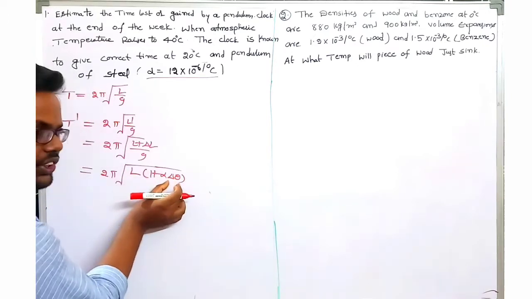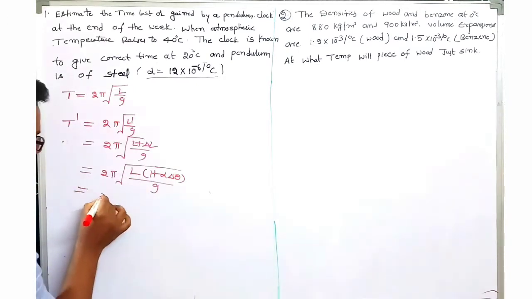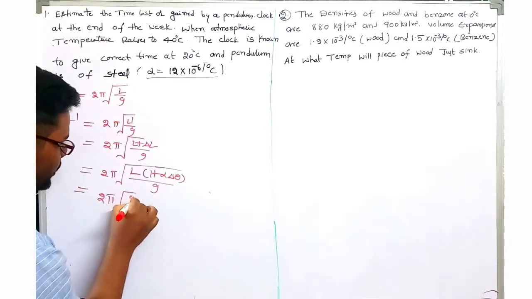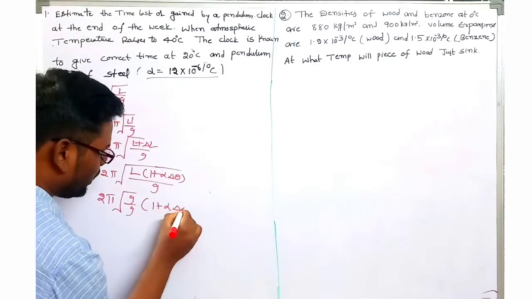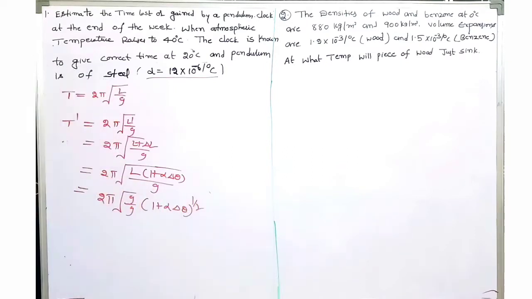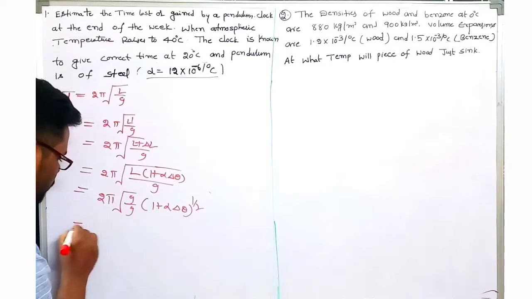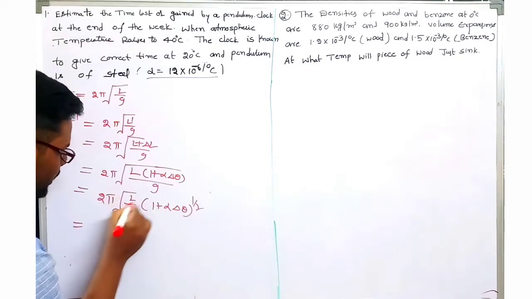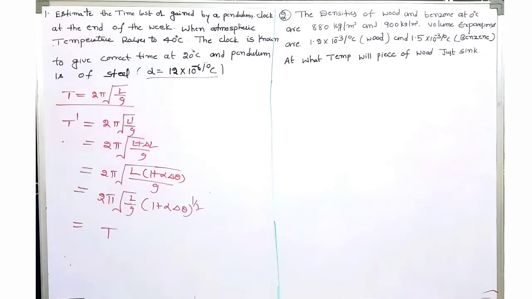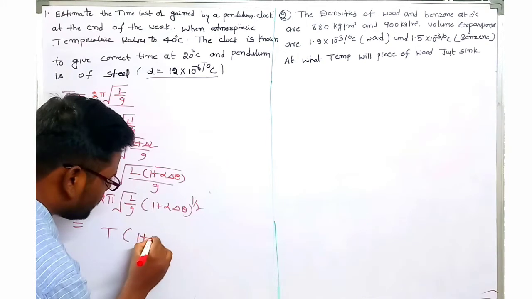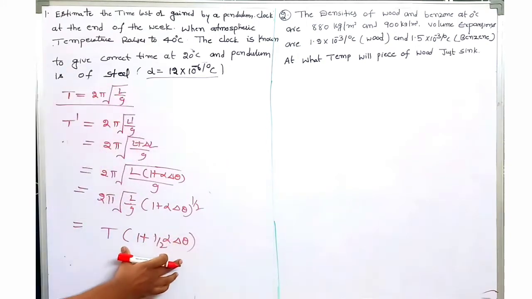Here delta theta means the change in temperature. Now from this, 2 pi root over L by g you can write separately, and the remaining term will be 1 plus alpha delta theta whole power 1 by 2. Now from the binomial expansion, 2 pi root over L by g we can write as T, right? That is the initial time period of the pendulum clock. And the other factor is 1 plus half alpha delta theta, according to the binomial expansion.